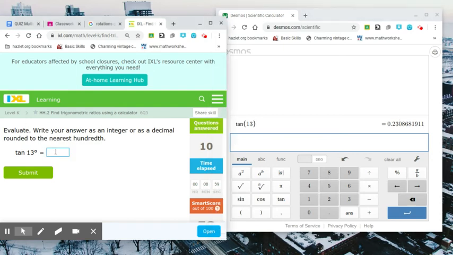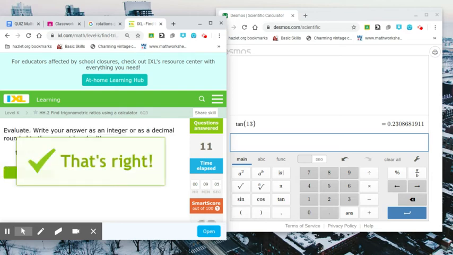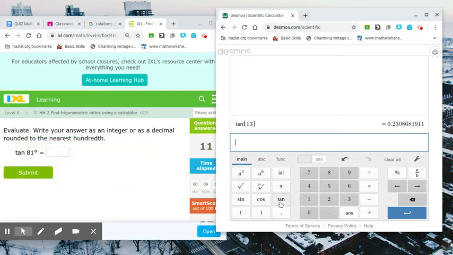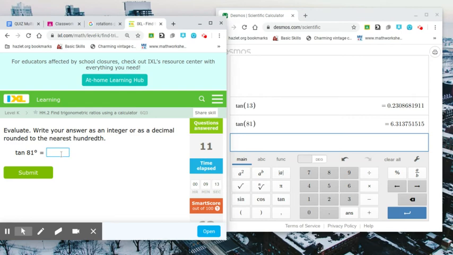So we have 0.23. There's a 0 here, so the 3 stays. Okay, another tan 81. And I have 6.31. We don't have to round because of that 3, so the 1 stays.